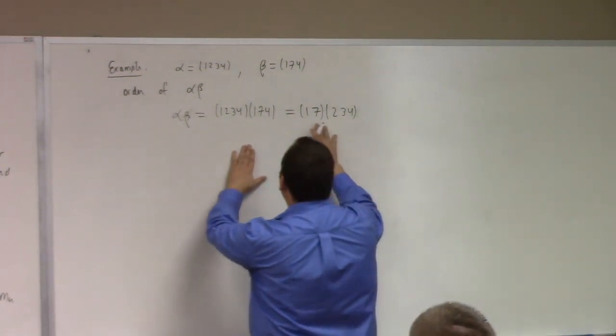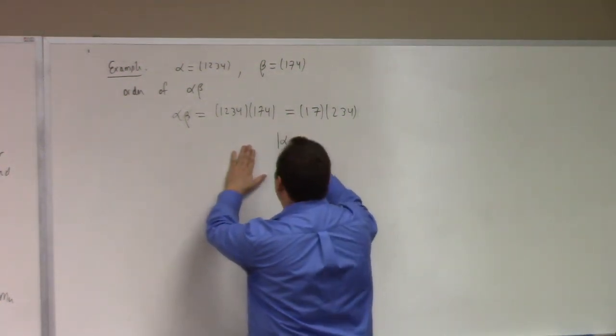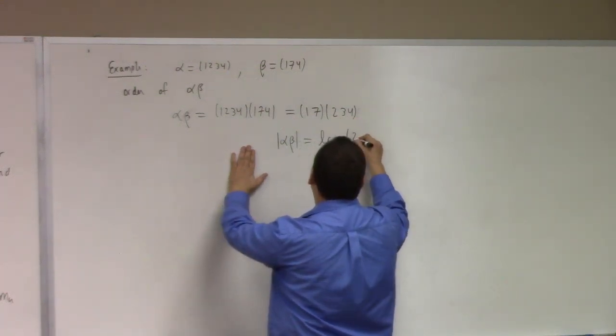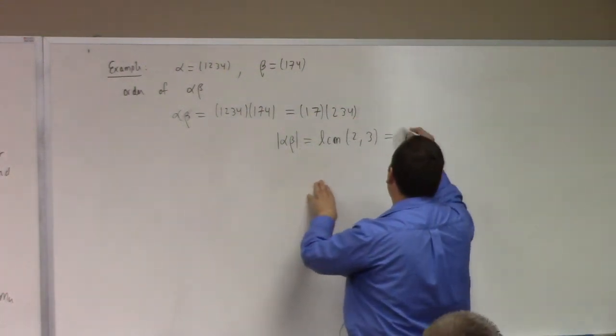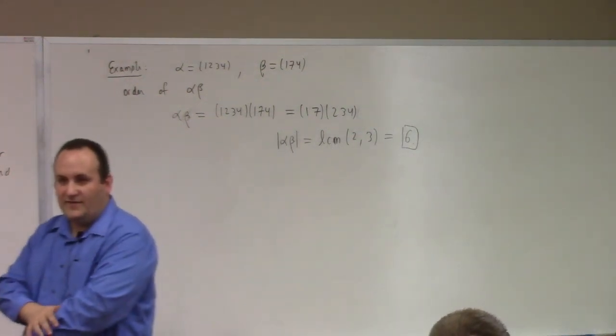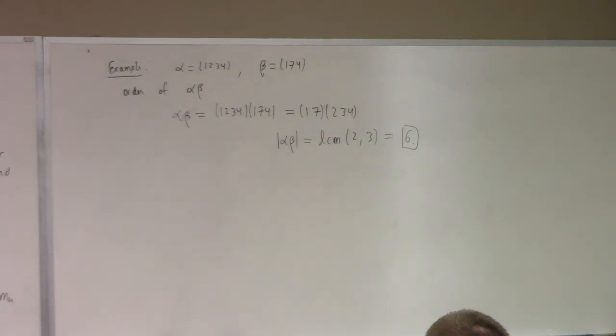Now I can apply Ruffini to this. So the order of alpha beta, by the theorem of Ruffini, which we just proved, is the least common multiple of 2 and 3, aka 6. And we didn't have to raise it to the 6th power to figure it out. Obviously, this is useful for your homework.